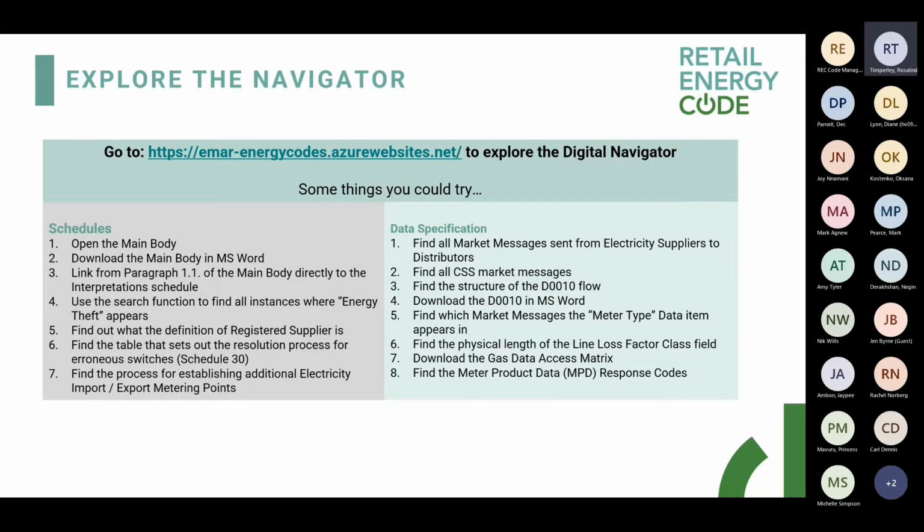Okay, so now we've got number 6. Find the table that sets out the resolution process for erroneous switches. So for this one, I've picked a process. Let's assume you need to find the legal text for a particular process. In this case, I'm going to give you the schedule. It's schedule 30. It's a hint on that one. I'll give you a few minutes to find that process.